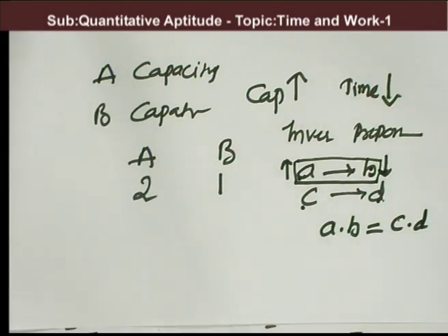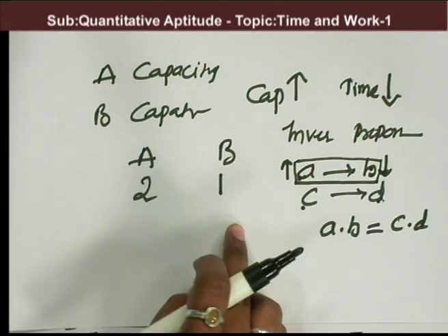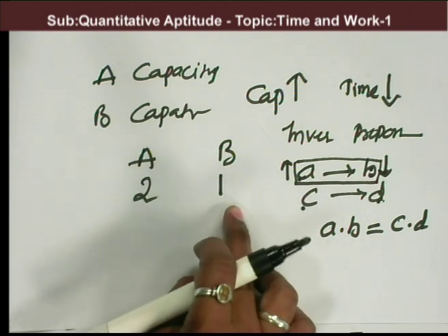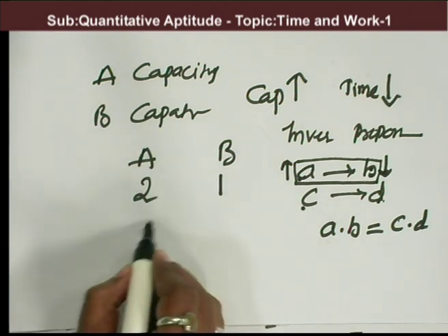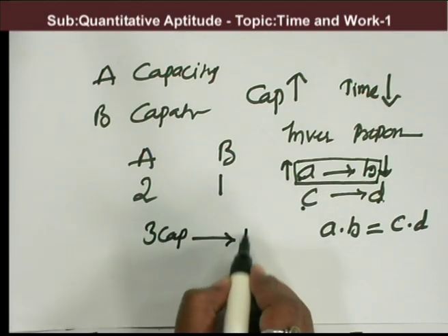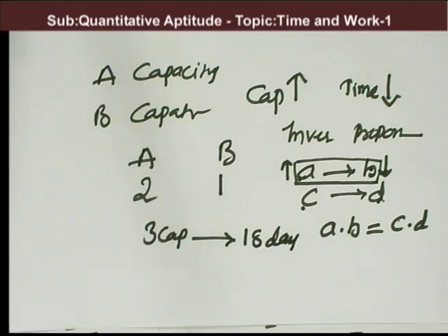So, what do we have? The question is: A is twice as good a workman as B, and together they finish a piece of work in 18 days. Together means A and B both are working. A's capacity is 2, B's capacity is 1, and both complete the work, so 3 capacities are working in 18 days.